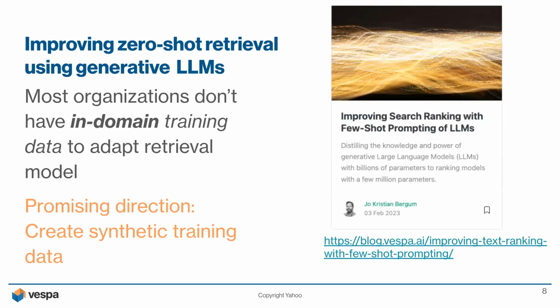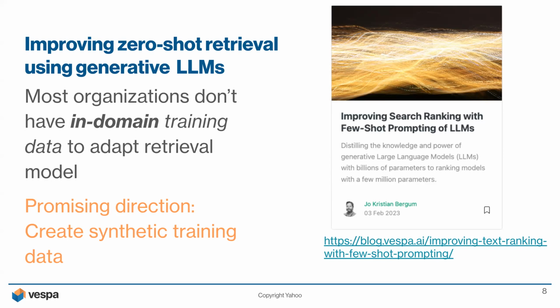Yeah, and last year a lot of researchers started to use large language models to generate data so that we can train ranking models and adapt the ranking models to specific domains. Because most organizations, if you start out fresh, don't have any interaction data that you can train on. And by interaction data, I mean clicks and feedback from users. Or you don't have money to buy human annotators. So a promising direction is to generate synthetic training data using large language models.